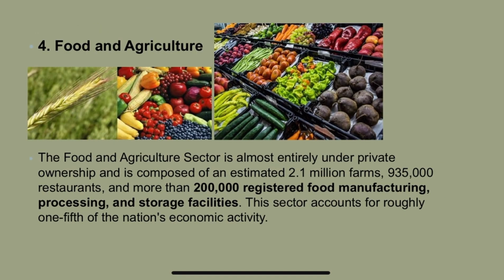So, next, food and agriculture. The food and agriculture sector are almost entirely under private ownership and is composed of an estimated 2.1 million farms, 935,000 restaurants, and more than 200,000 registered food manufacturing, processing, and storage facilities. These sectors account for roughly 1/5 of the nation's economic activities.